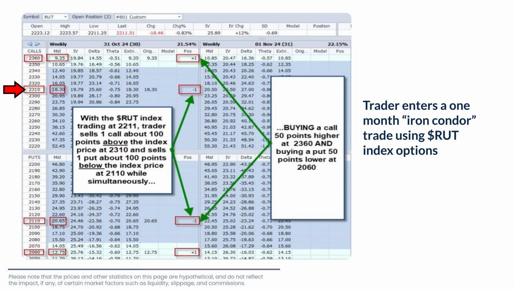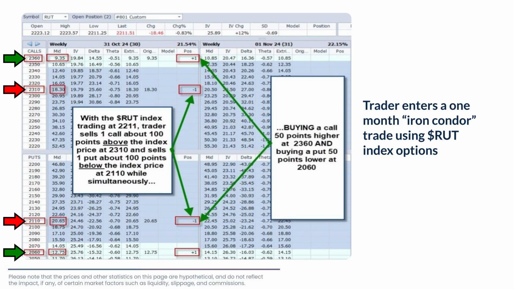And at the same time, he heads down to the options chain 100 points to the downside to the 2110 put, and he sells one of those for 20.65. Then simultaneously, he goes ahead and buys the call 50 points higher at 2360 for 9.35. And he also buys the put 50 points lower at 2060 for 12.75.